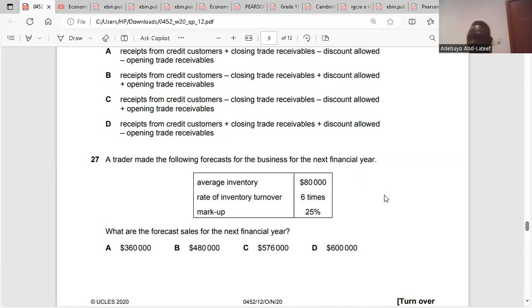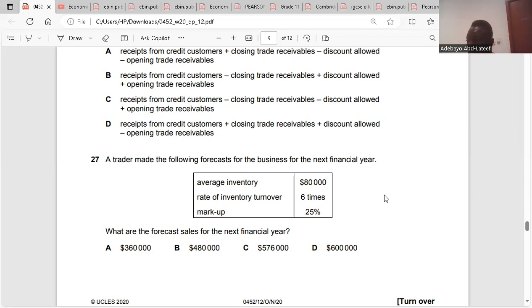So what is the average inventory? It's 80,000. The rate of inventory turnover is 6. Then the markup means addition, so it is not 25% now, it will be 125%. So 80,000 multiplied by 6 multiplied by 125 over 100 gives you the sales.